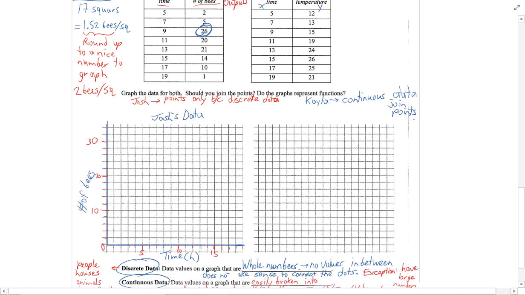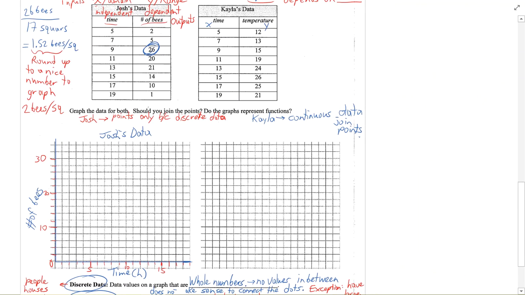So we have, at 5 minutes, we have 2 bees. So that's going to be right on the square. Okay, at 7 minutes, we have 5 bees. So here's the 7 line, and I go up to 5, 4, and it's going to be in between 4 and 6. And then at 9 minutes, we have 26 bees. So 9, we're up to 26. So here's my 9 line, 22, 24, 26. So right here.